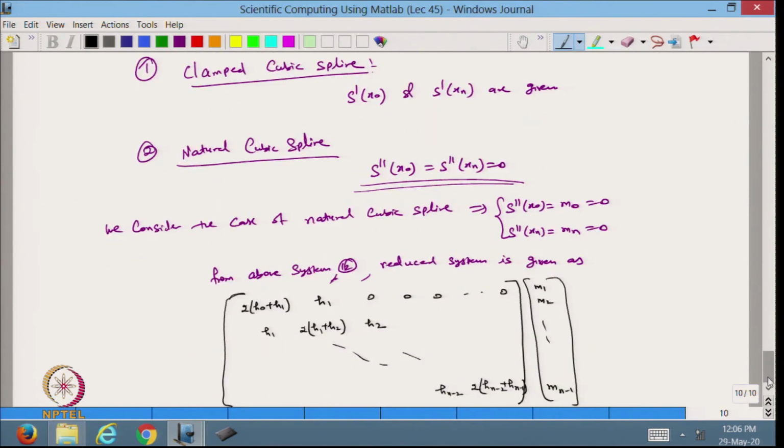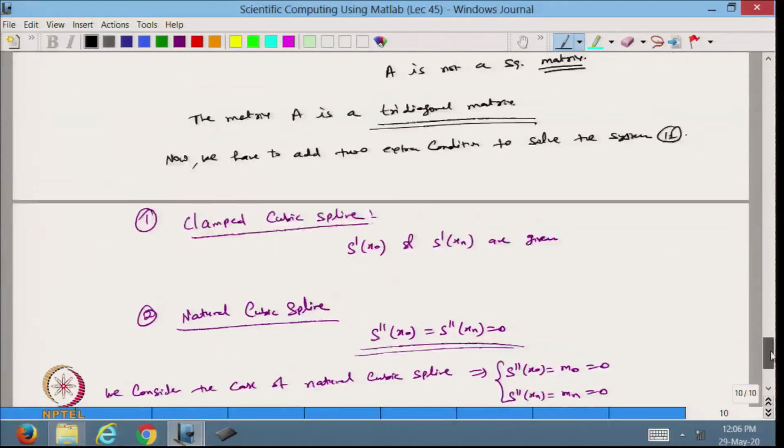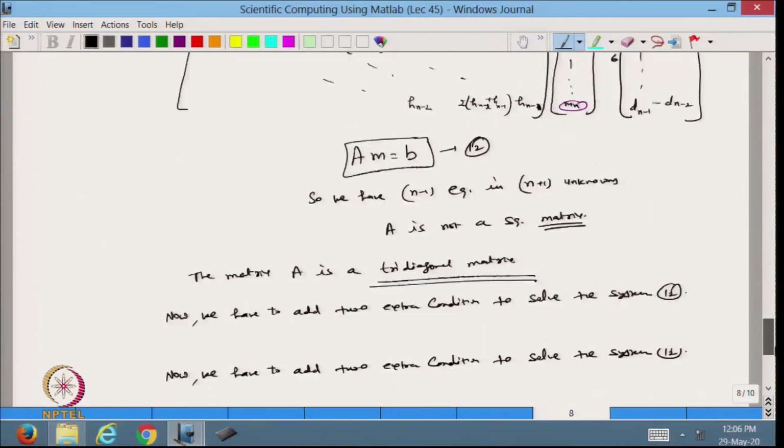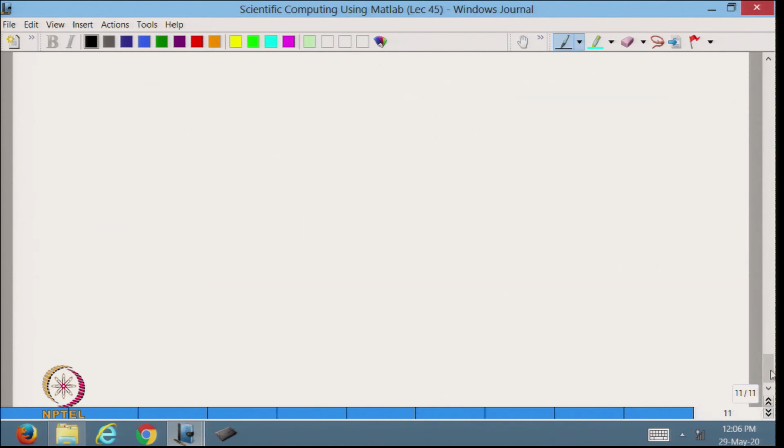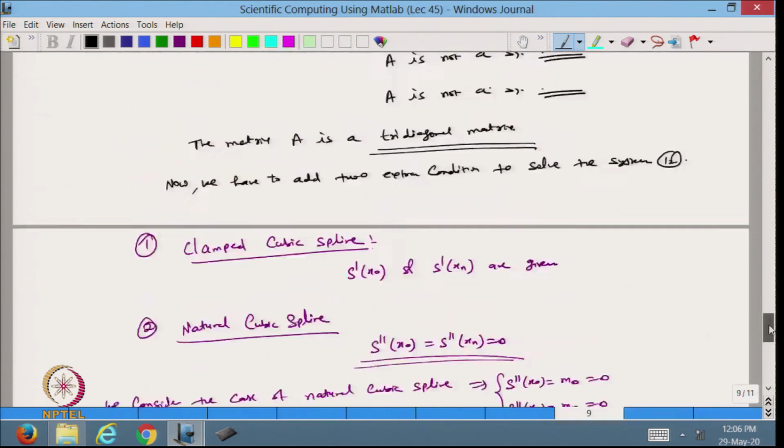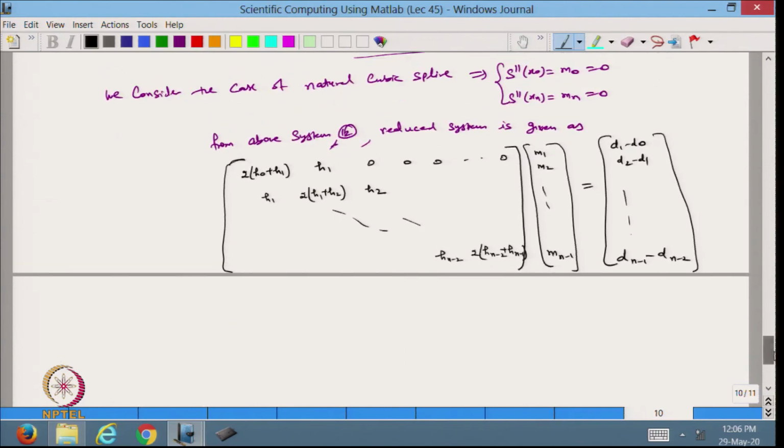So, now from here you can say that this is equal to the corresponding condition d1 minus d0, d2 minus d1, and in the end I will get dn minus 1 minus dn minus 2. So, it is 12, it is 13.